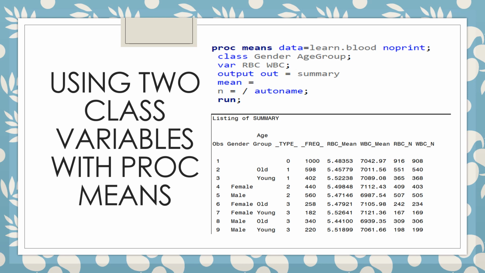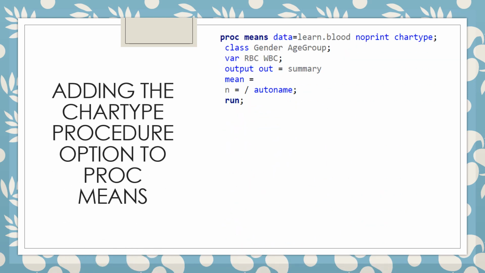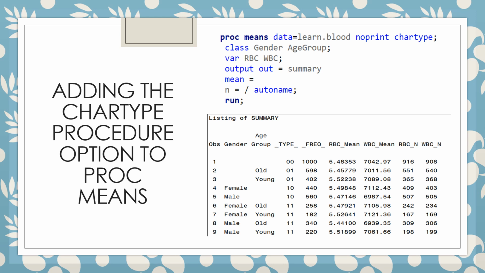Now let's see the easy way out and rerun this program with the CHARTYPE procedure option as follows. This may not look any simpler, but it is now easier to explain what _TYPE_ represents. First of all, the option CHARTYPE, which stands for character type, causes the _TYPE_ variable to be a character string of ones and zeros. If you are familiar with counting in binary, you will observe that the character string under the _TYPE_ column represents the previous _TYPE_ values, except they are now in binary representation.